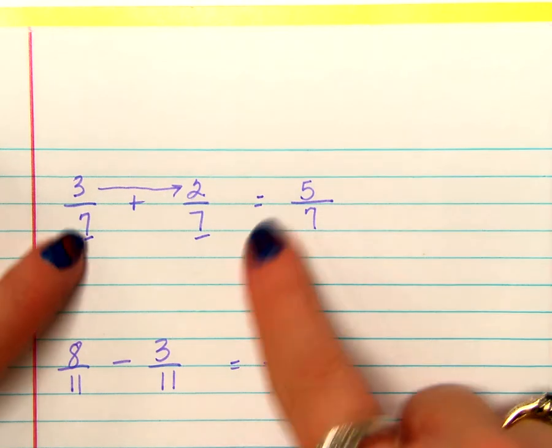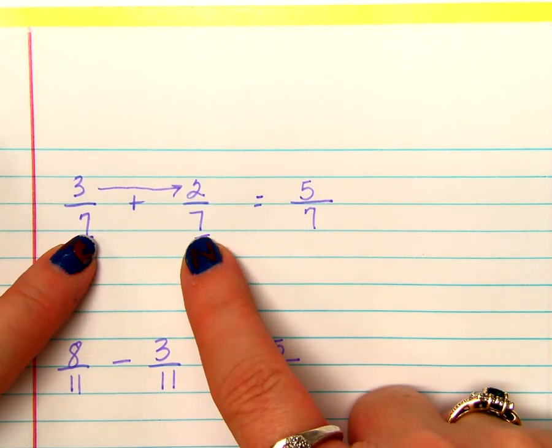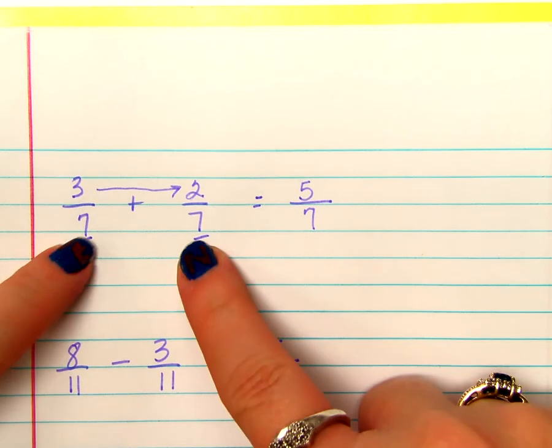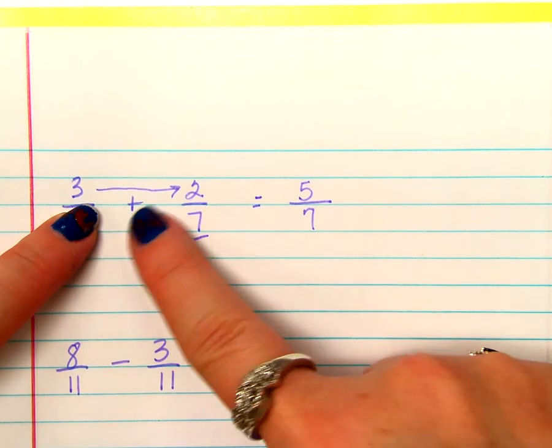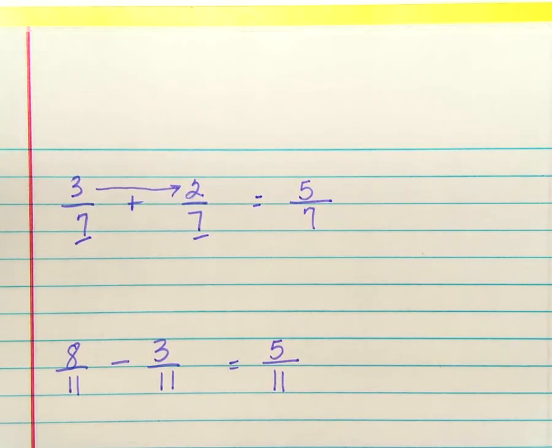3/7 plus 2/7. You notice that there is a common denominator already, and in order to add or subtract fractions, we have to have a common denominator, okay? Denominator is already common. We keep that same denominator, but add the numerators. So I just get 5/7, okay?